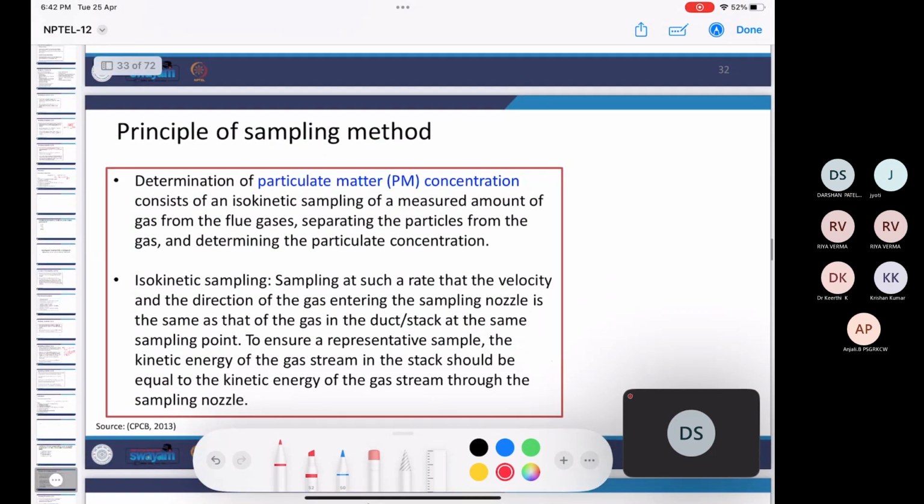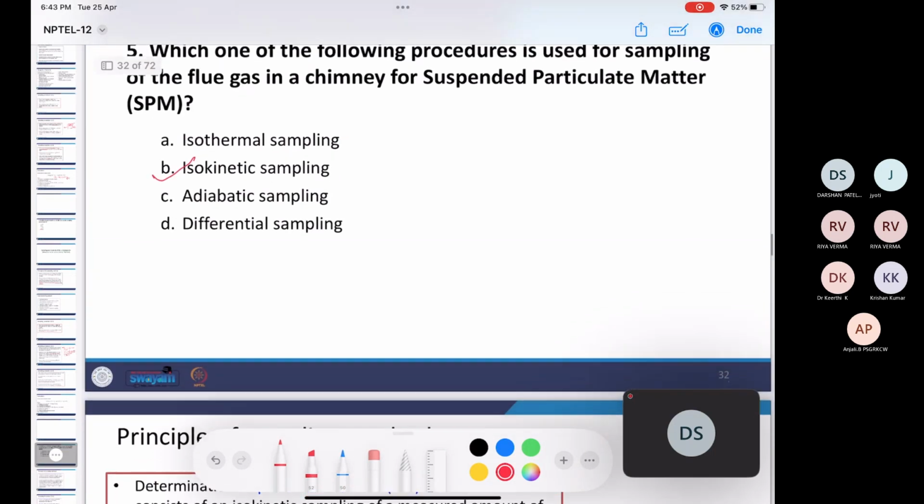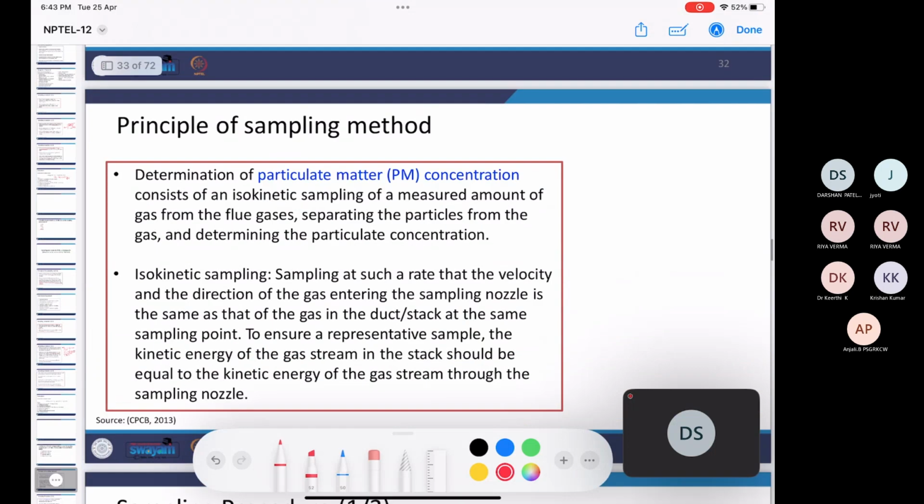So the determination of particulate matter concentration consists of an isokinetic sampling of a measured amount of gas from the flue gases, separating the particles from the gas and determining the particulate concentration. Since we know that in the emissions from a chimney, we have flue gases as well as some particulates present, to separate out this particulate matter from the flue gases, we perform isokinetic sampling.